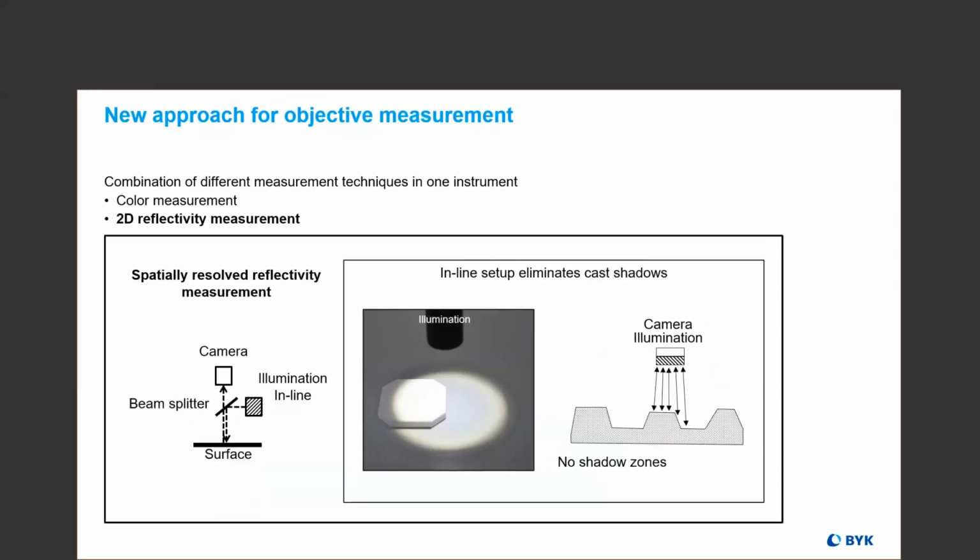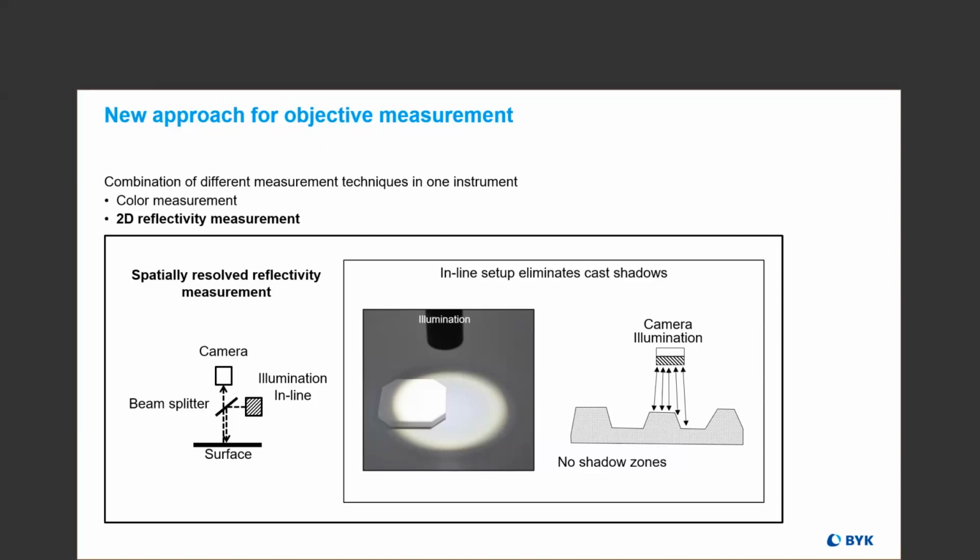So this is where the 2D reflectivity measurement comes in. With this measurement, the light source is in line with the camera. You can see from this little diagram towards the left that the illumination is coming from the side, and then it passes through this beam splitter, which is going to redirect it down to the surface, and then you have a camera that's going to take a picture of that. That way the light beam is in line with the camera, and the light source doesn't have to be blocking the camera since it's coming in from the side.